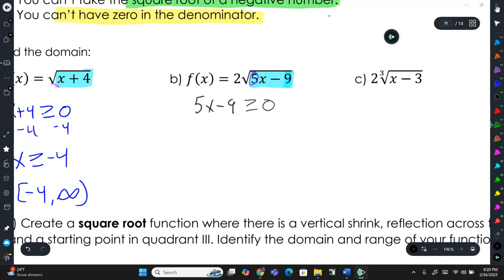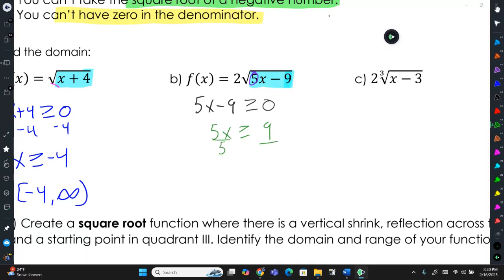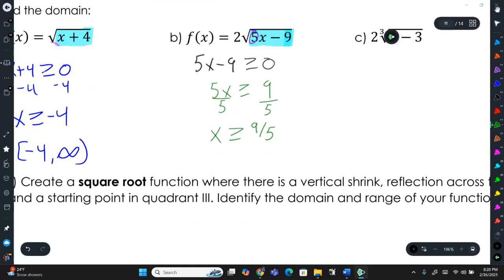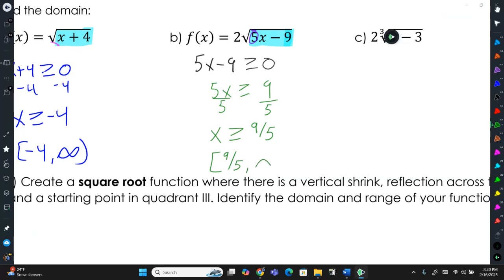Add 9 to both sides, so we get 5x is greater than or equal to positive 9, and then divide by 5. X is greater than or equal to 9 over 5, which in interval notation will be 9 over 5, comma, infinity. And we have the bracket because you are allowed to take the square root of 0. That is 0.